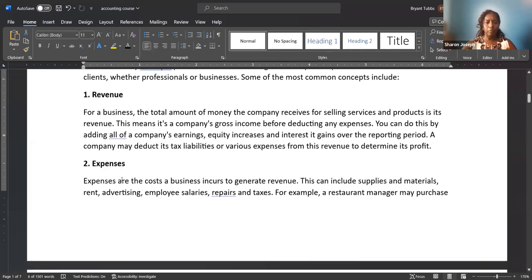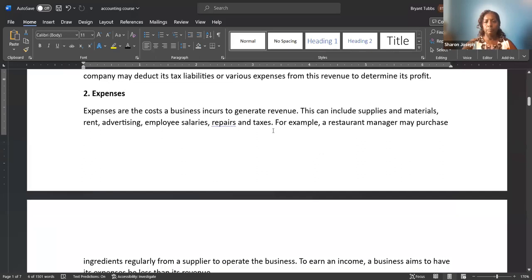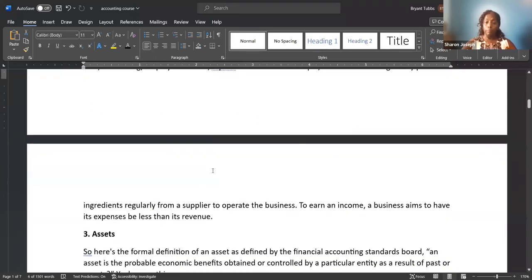The second major concept is expenses. Expenses are the costs a business incurs to generate its revenue. This includes your supplies, your materials, your rent, advertising, wages, contractor expenses, taxes, and so forth. Let's give an example. Let's say that you're a restaurant manager and you have to purchase your ingredients for your business. To earn income, the business has to have expenses in order to generate its revenue.